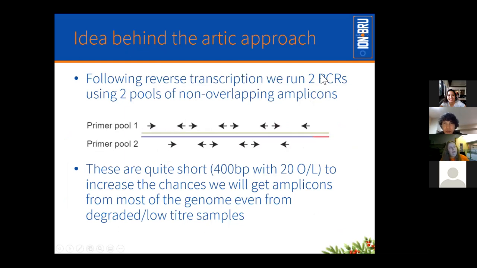So the general idea behind this approach is that we're using the reverse transcription, and then we're doing two different PCRs. So we're doing tiled amplification across the genome in two separate pools so that they're not overlapping within the same pool, because obviously then you would end up amplifying a bunch of this overlapping region instead of the full amplicon that you're looking for. So these are quite short amplicons of 400 base pairs with 20 base pairs overlap. And this is to increase the chance that we'll get the amplicons from most of the genome, even if the sample is quite degraded or if we've got quite a low titer sample.